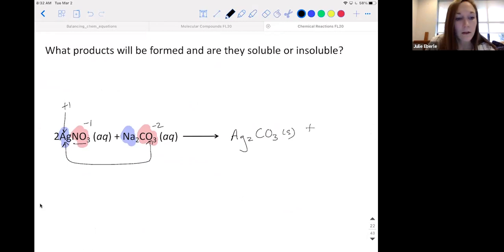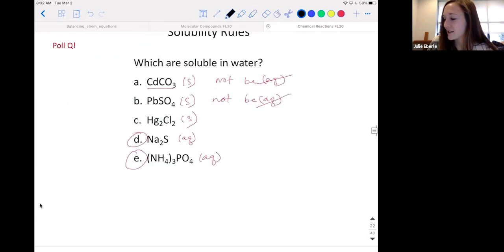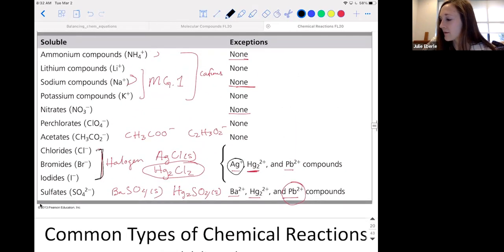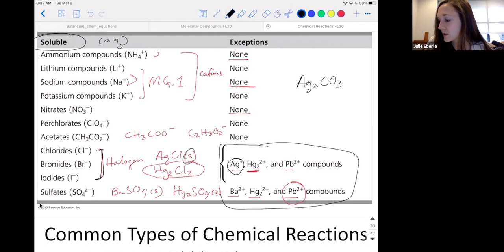How do you know it is a solid? Let's go back to the solubility chart. So we have this compound, Ag2CO3. What's listed on this chart tells you if it is soluble, if it is going to be aqueous, right? And that's what we're trying to decide. Is it going to be aqueous or is it going to be solid? If it's present in this list, it'll be aqueous unless it falls into the exception category, and then it's going to be a solid.